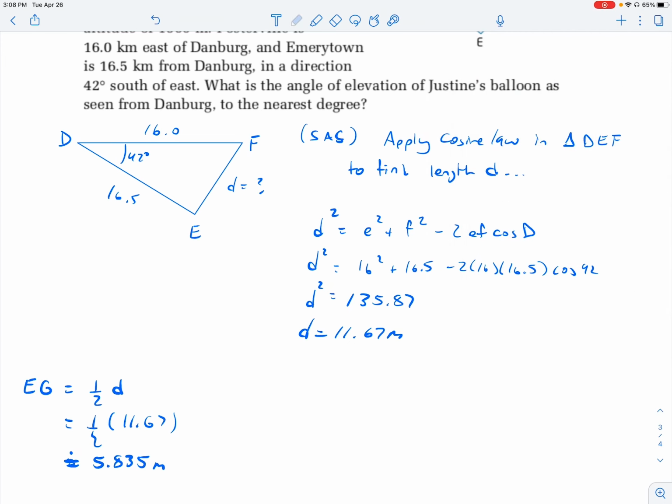Okay, so EG, that would be the distance from here to there. Now we want to find angle E, so this angle right here. We're still going to use this large triangle, DEF. I'm thinking we're already given this angle and its opposite length, D, that we just solved. So we should use sine law. We'll pair that up with these two to help us find angle E.